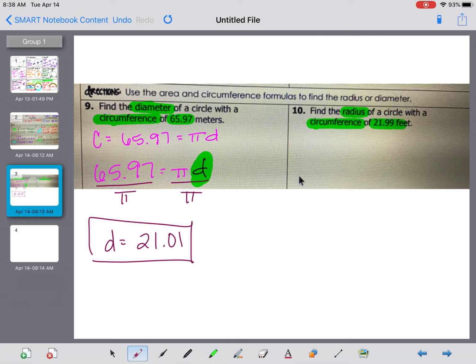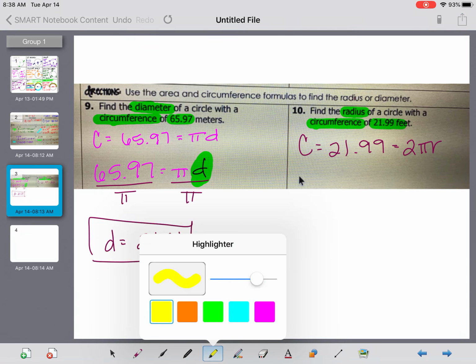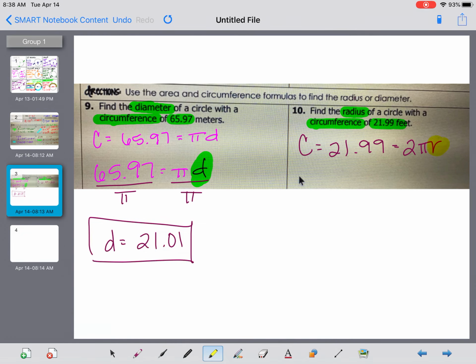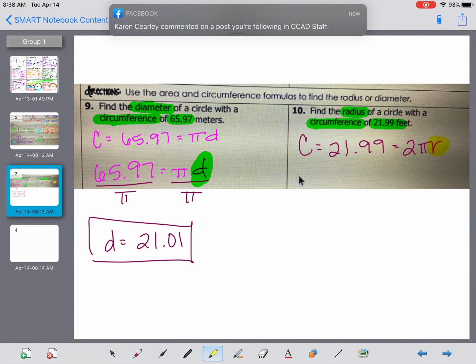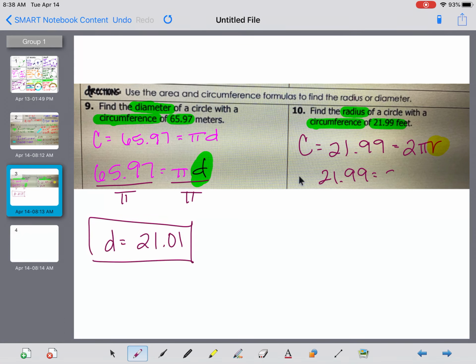All right, now let's take a look at number 10. Find the radius of a circle with a circumference of 21.99 feet. Now, we know that the circumference is 21.99, and we also know that the circumference formula is 2 pi r. Now, notice this time I used the formula with the r in it. And that's because the part that I'm looking for is the r part. So I don't want to use the diameter formula here because I'm not looking for diameter. I'm looking for the radius.